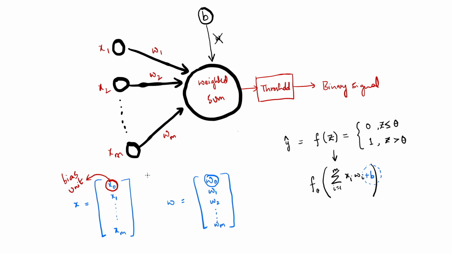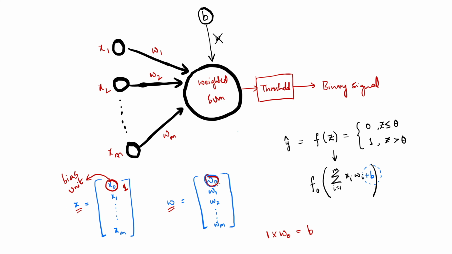And what we do is we prepend 1 to each input vector, so that when you multiply x with w, you would multiply 1 with W0. 1 times W0. And that's how you would get B.